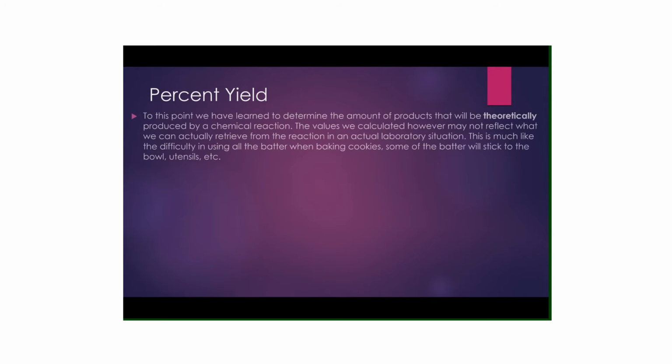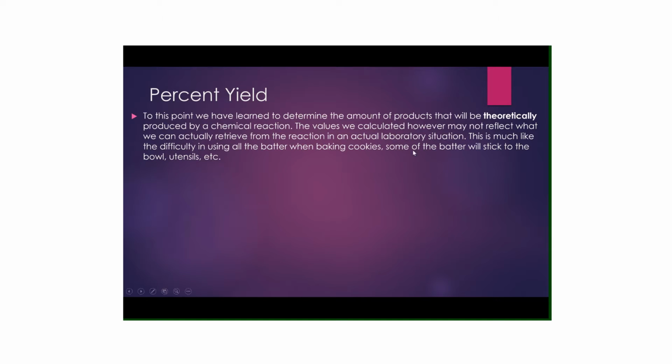Our next lesson is on percent yield. To this point, we've only looked at what's called the theoretical yield. When we do the calculations on a stoichiometric problem, we're figuring out how much product can theoretically be produced. But rarely do we get that maximum amount of product produced.